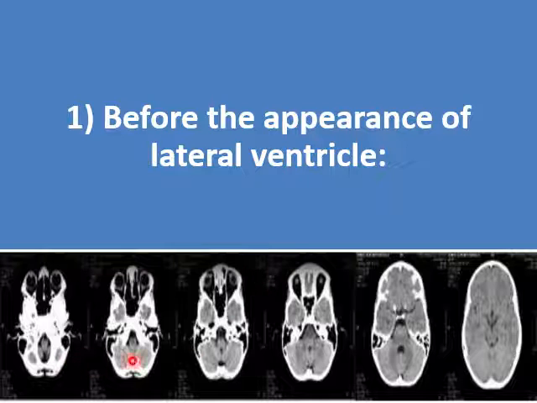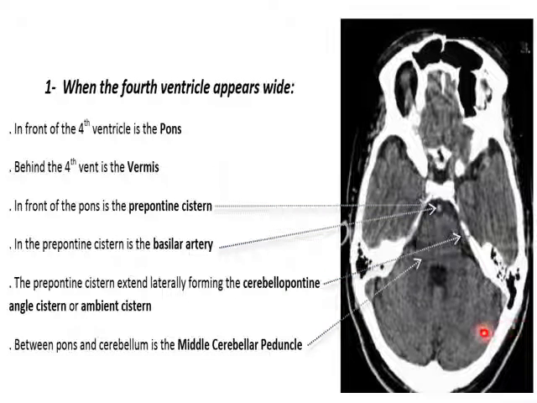From below upward it will be narrow, then wide, then narrow again. So you need at first to search for the cut in which the fourth ventricle is wide. In this cut, where the fourth ventricle is wide, there are the bones in front of it, and this is the prepontine cistern containing the basilar artery.